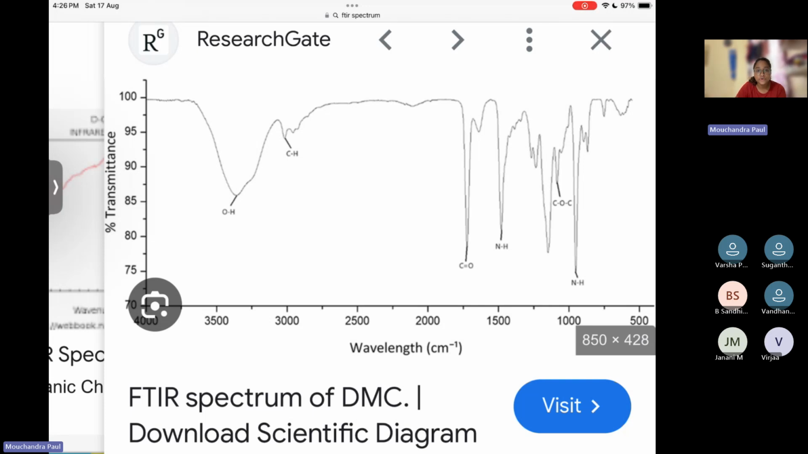You need a few more techniques like NMR, nuclear magnetic resonance spectroscopy, to understand the entire structure of an unknown molecule. Okay, NMR is also widely used, by the way, for understanding the structure of biomaterials. Right.